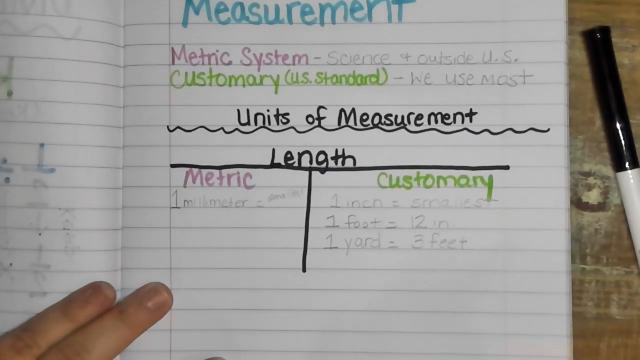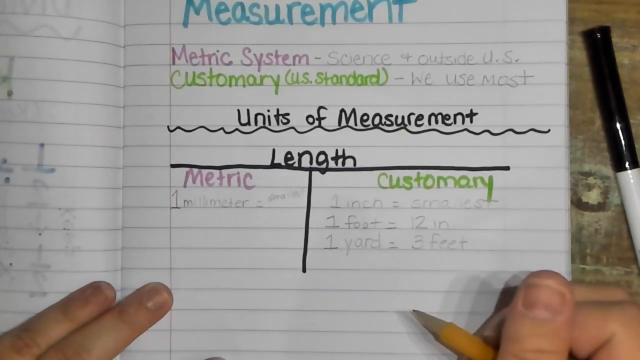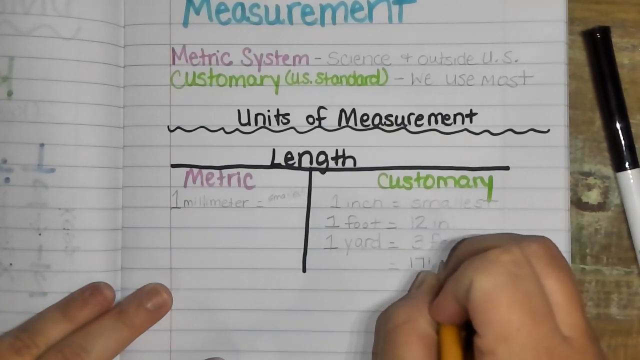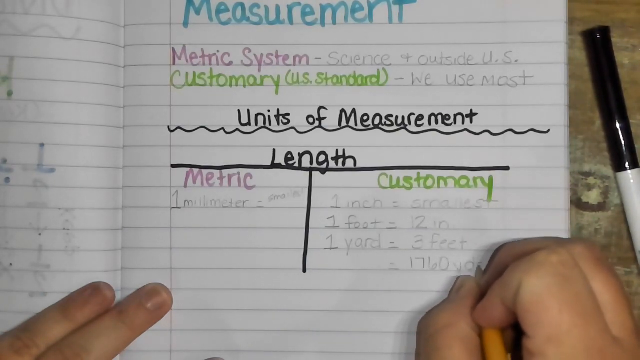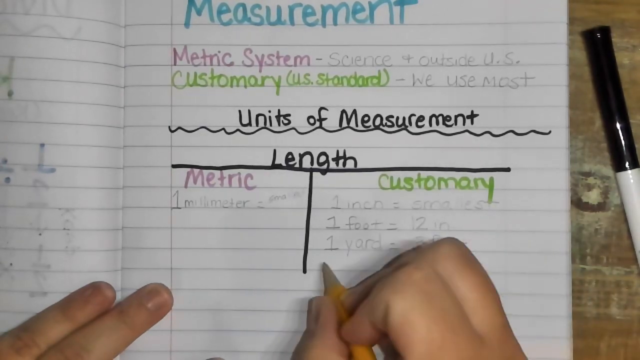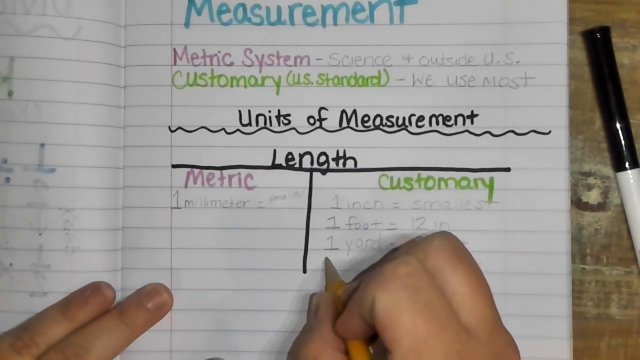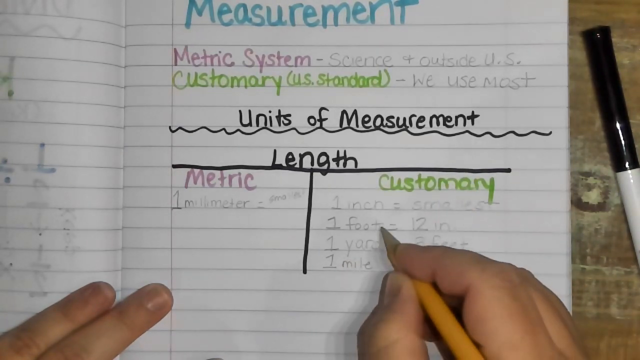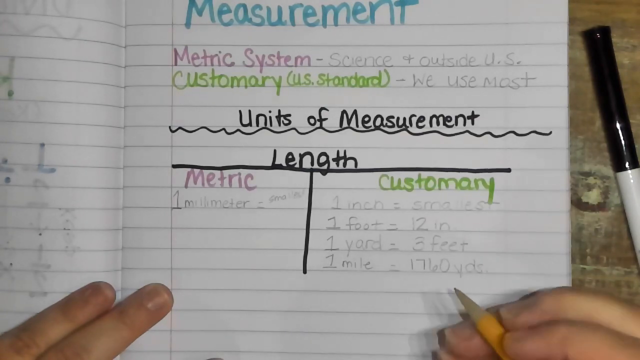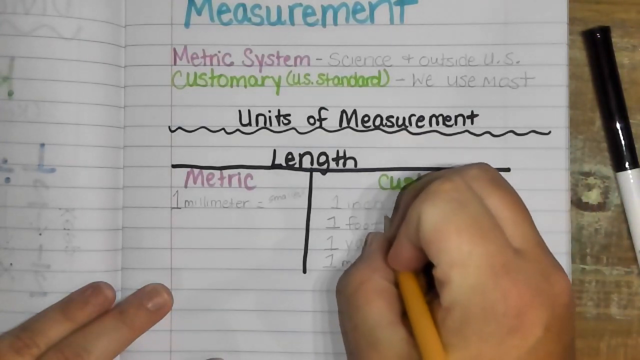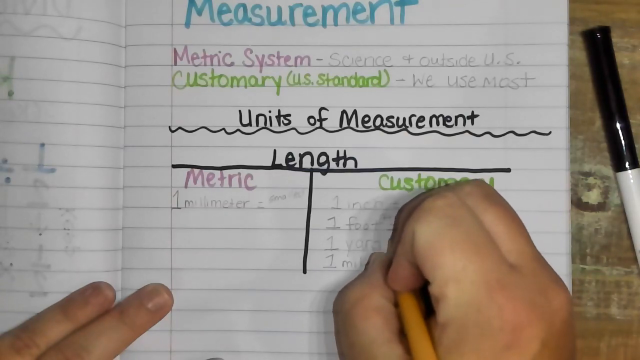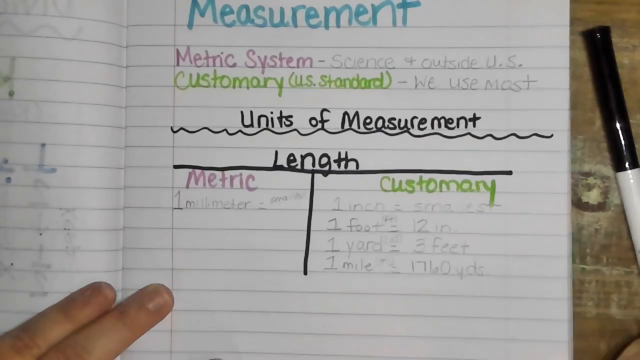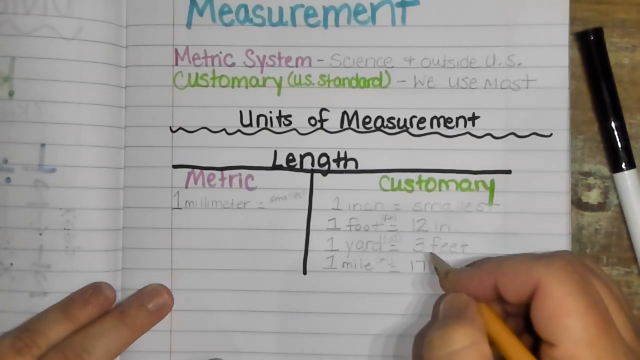And the last one on the customary side, if we have 1,760 yards, we have the equivalent of 1 mile. To abbreviate, foot is abbreviated FT, yard is abbreviated YD, mile is abbreviated MI. All right, so that's the customary side dealing with length.